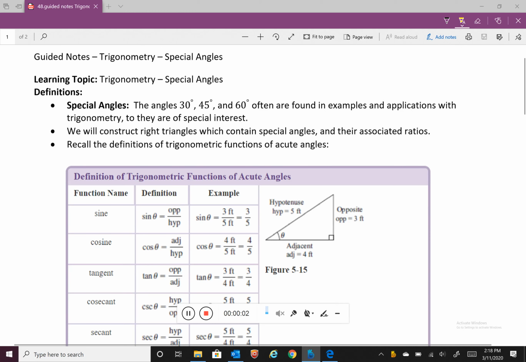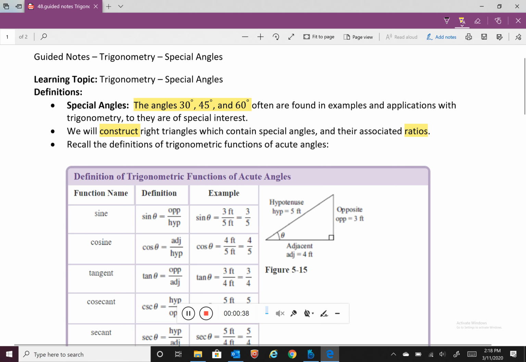We will now focus on special angles as we explore trigonometry. So the special angles that we will be thinking about are the angles 30 degrees, 45 degrees, and 60 degrees, which are often found in examples and applications with trigonometry. So they are of special interest. We're going to construct right triangles which contain these special angles, and then understand their associated ratios.